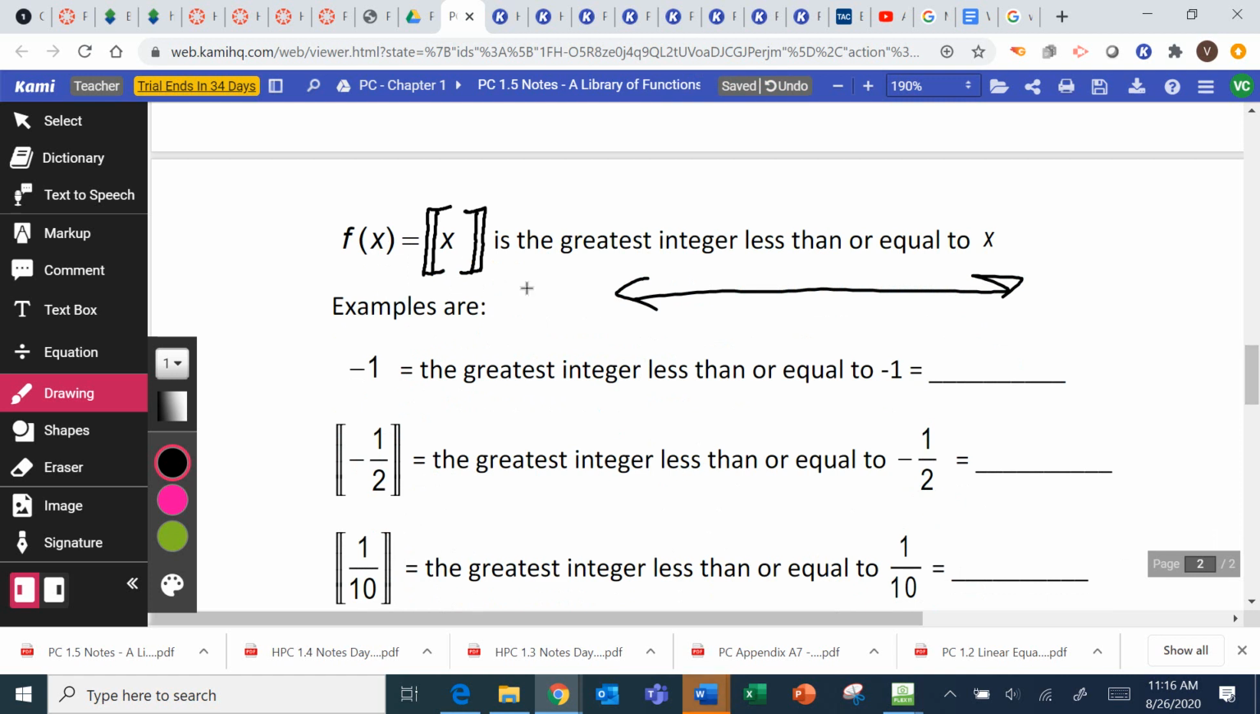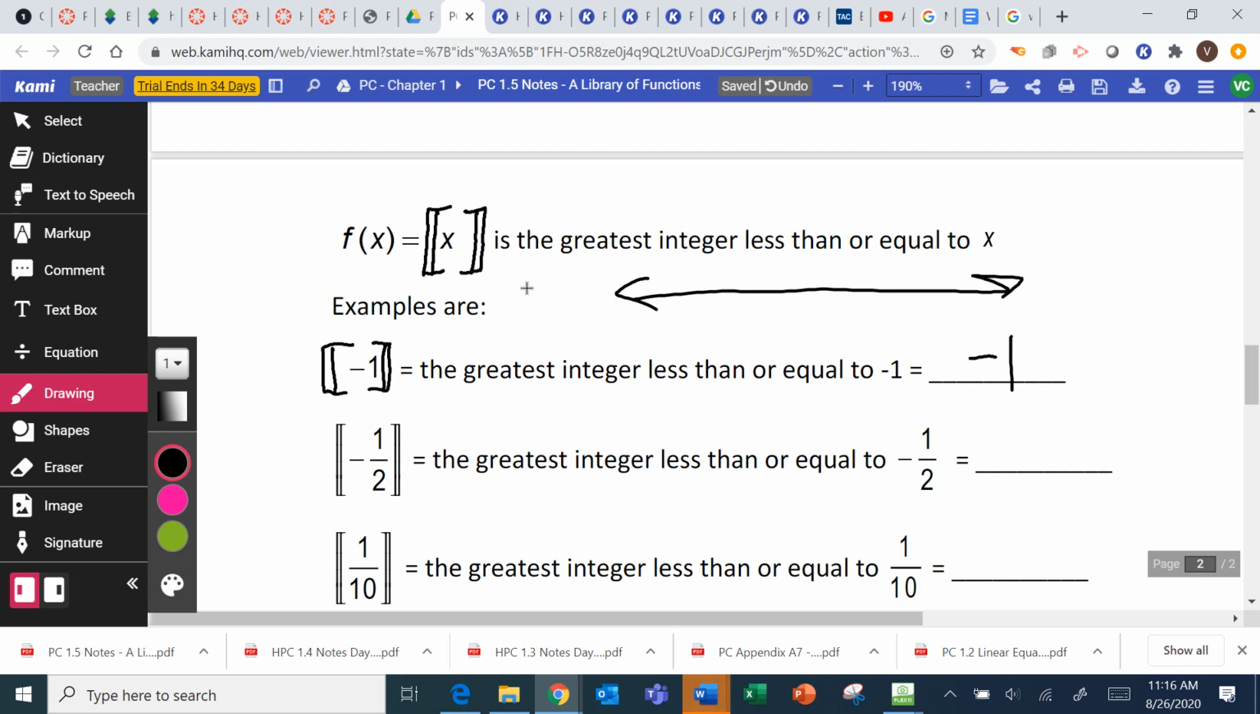So if -1 is in it, which should be there but it didn't copy, I need to know the greatest integer that is less than or equal to -1. Remember, integers, no decimals, no fractions. So what number is less than or equal to -1, no decimals, no fractions? It is -1, yes. Because it's equal to an integer already, you just use that integer.